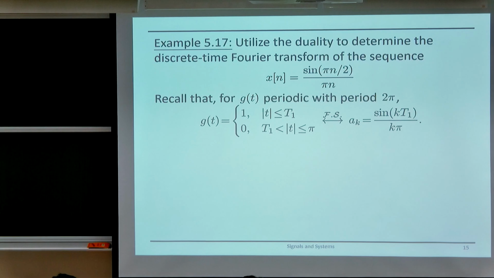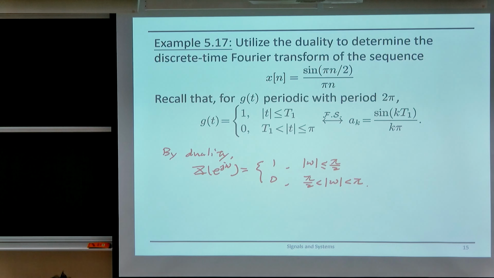So you can show here by duality that X(e^{jω}) is equal to 1 for ω between minus pi over 2 and pi over 2, and 0 for ω up to pi. This is for practice.